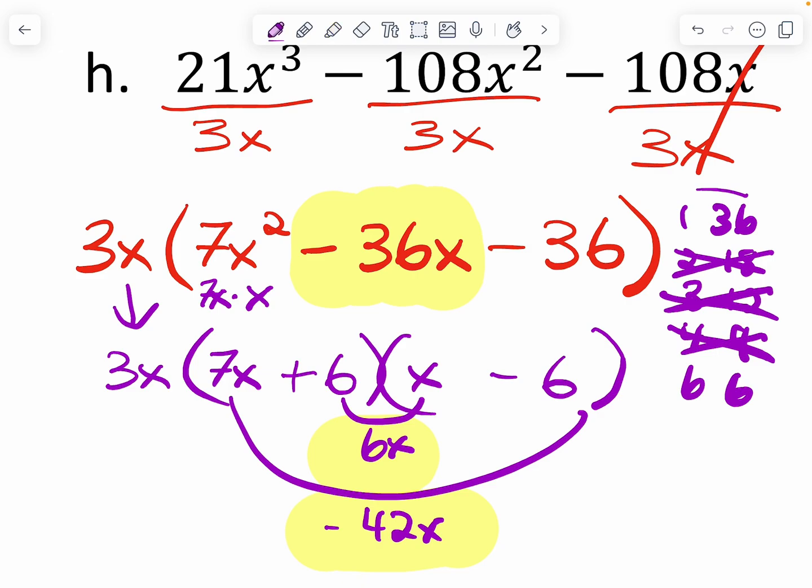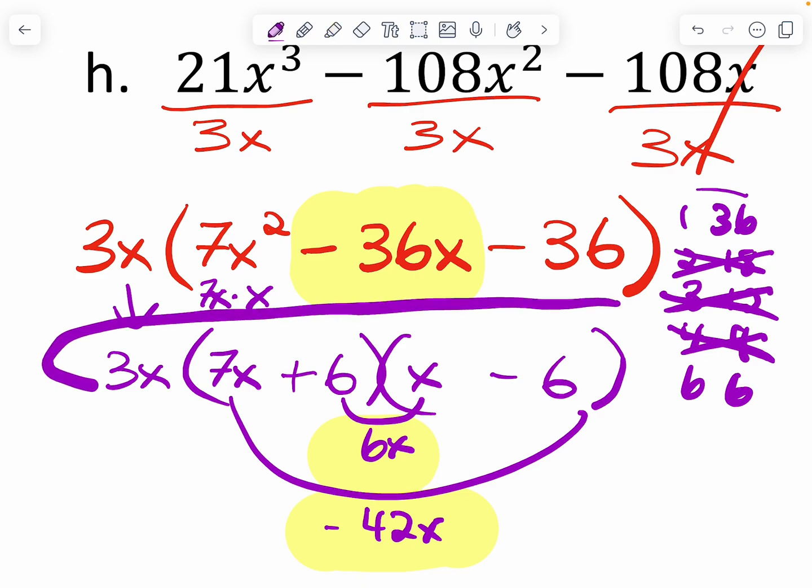So therefore, this works, and that is my completely factored form right here: 3x times 7x plus 6 times x minus 6.